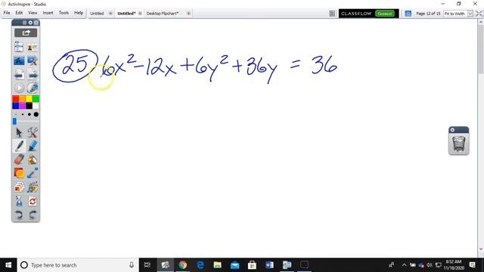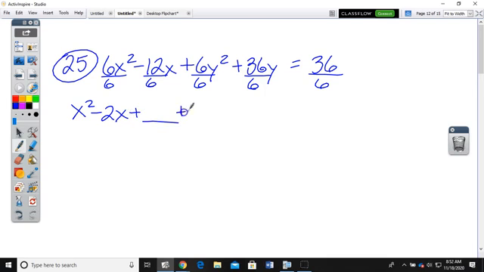1. So I'm going to divide every part of the equation by 6. And now I have a new equation. I'm going to go ahead and put my blanks in on this one. So we have x squared, -12 divided by 6 is -2x, plus blank. Plus y squared, 36 divided by 6 is 6y, plus blank equals 36 divided by 6 is 6, plus our two blanks, because if we add something on the left, we got to add it on the right as well.